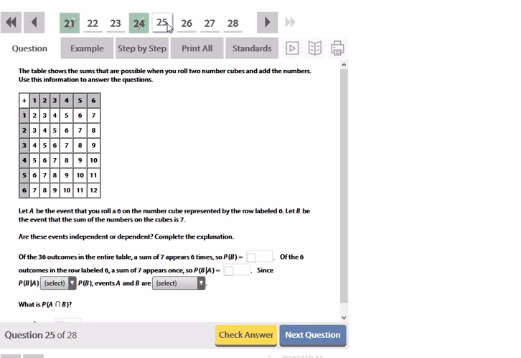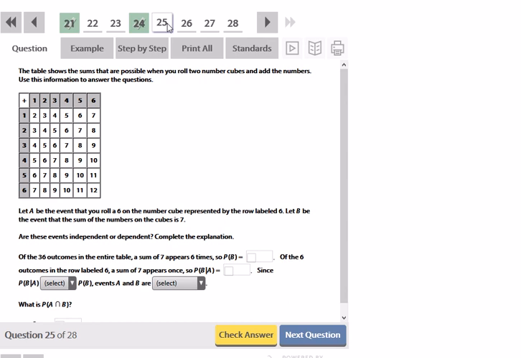The table shows the sums that are possible when you roll 2 number cubes and add the numbers. Let A be the event that you roll a 6 on the number cube represented by the row labeled 6, and let B be the event that the sum of the number cubes is 7. Are these events independent or dependent? And then complete the explanation.